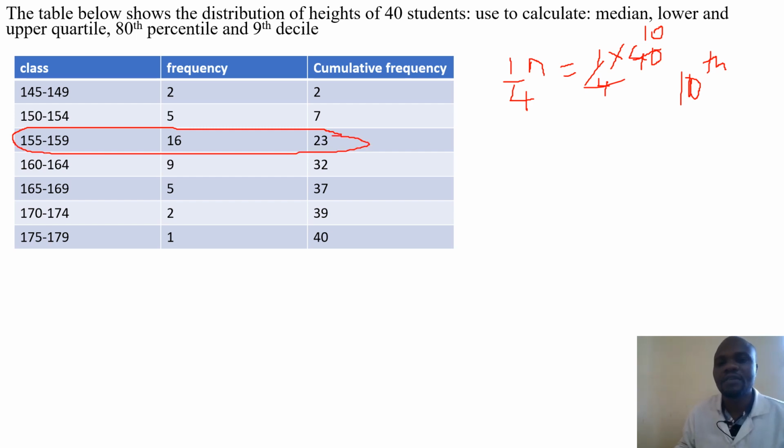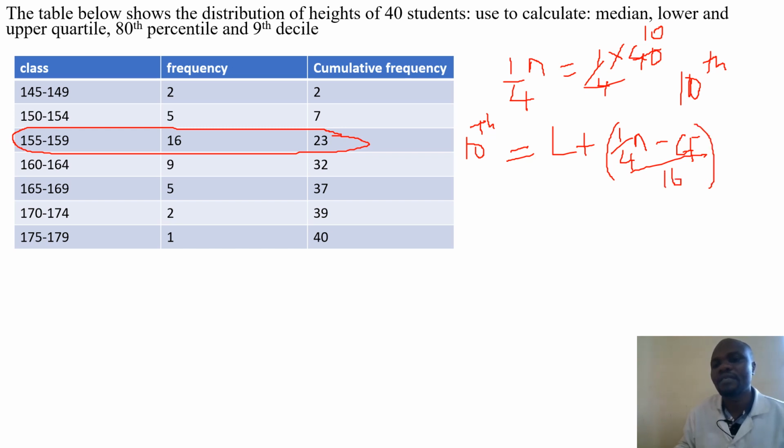So we know that to get the lower quartile here, we are going to say the 10th student height is equal to the lower class limit of that class plus 1 out of 4 of n minus the cumulated frequency above, divided by the class frequency, and all these we multiply by the class interval.